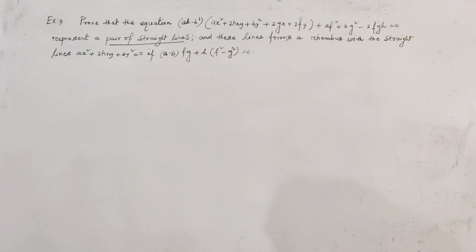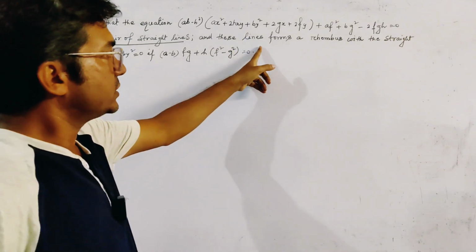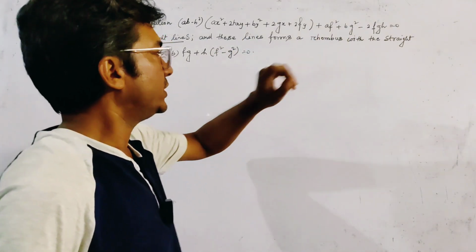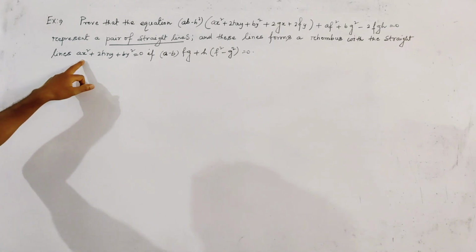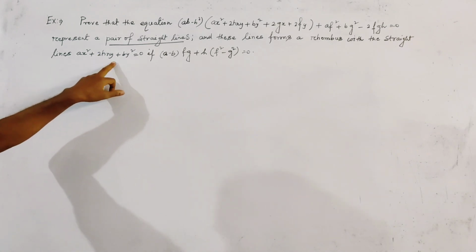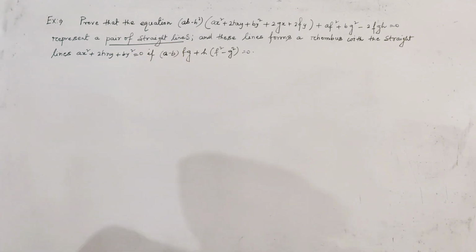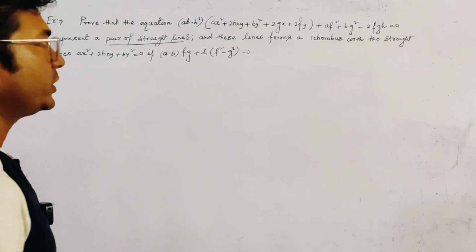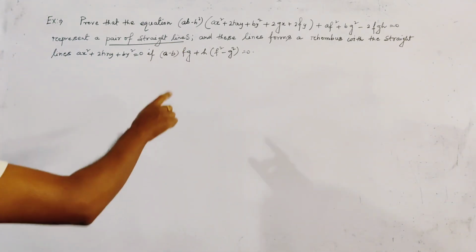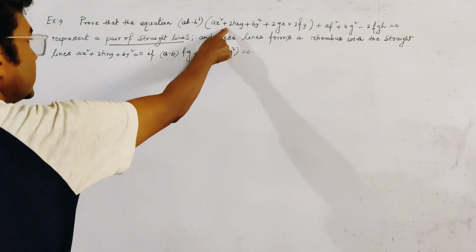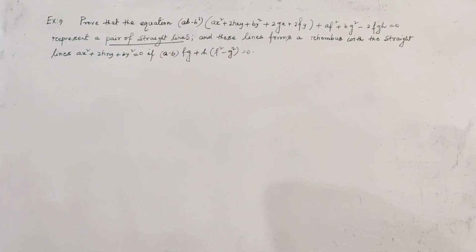And these lines form a rhombus with the straight line given by ax² + 2hxy + by² = 0 if this condition holds. Now we start to show that this equation forms a pair of straight lines.